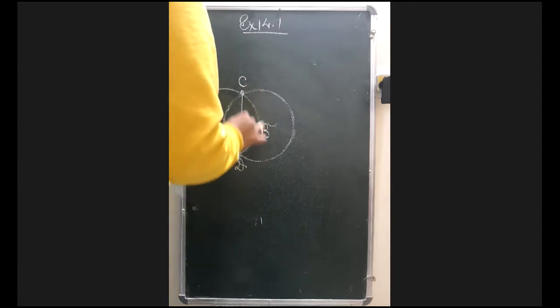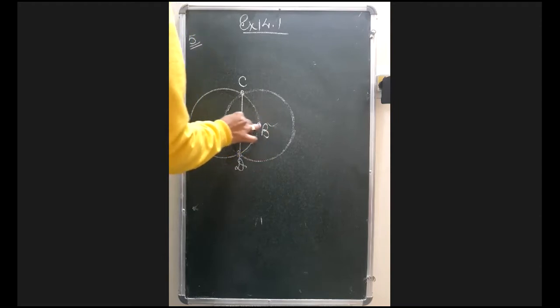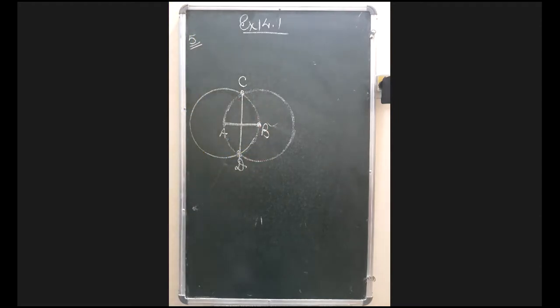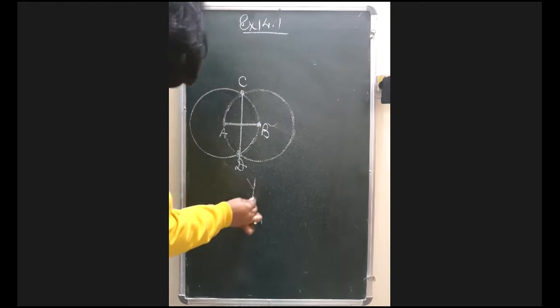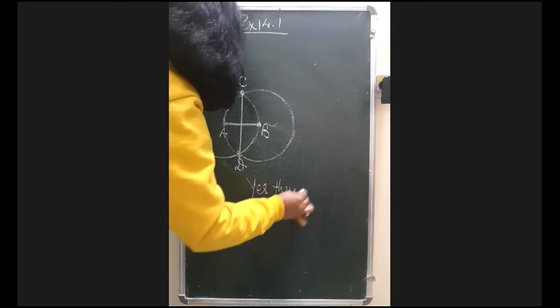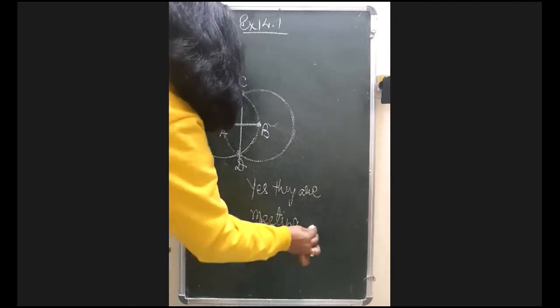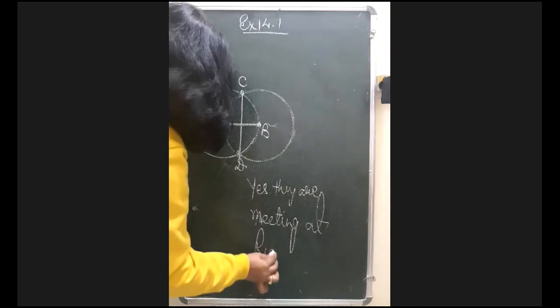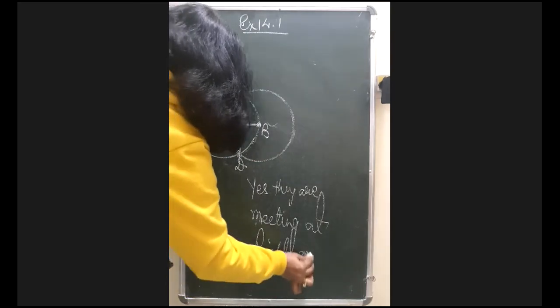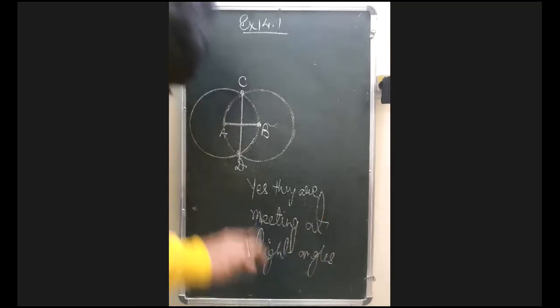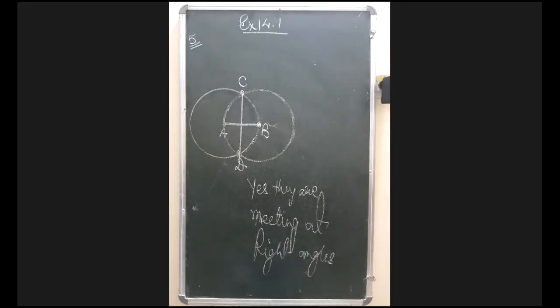and you have to tell whether these both are meeting at right angles or not. Now this answer you will give me, whether they are meeting at right angles or not, yes or no. Could be yes, they are meeting at right angles. Finished. So this exercise number 1 is finished.